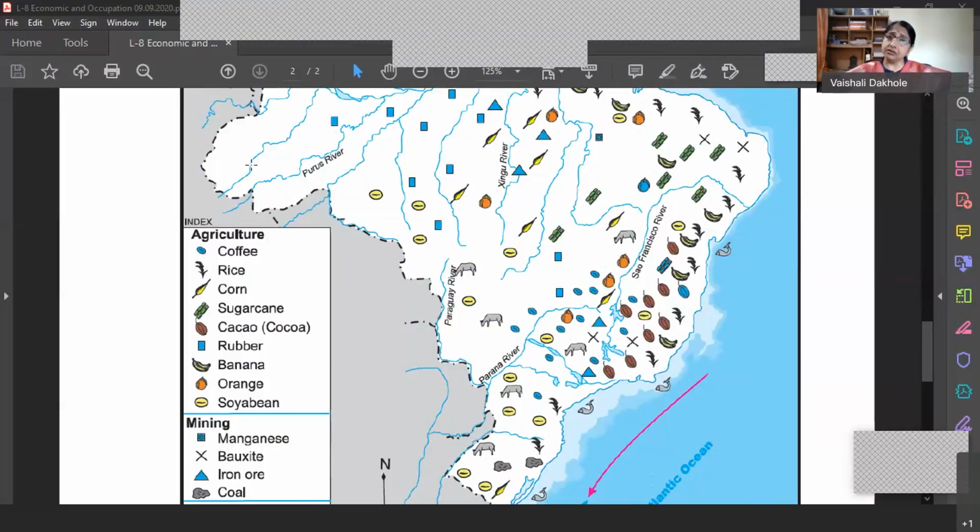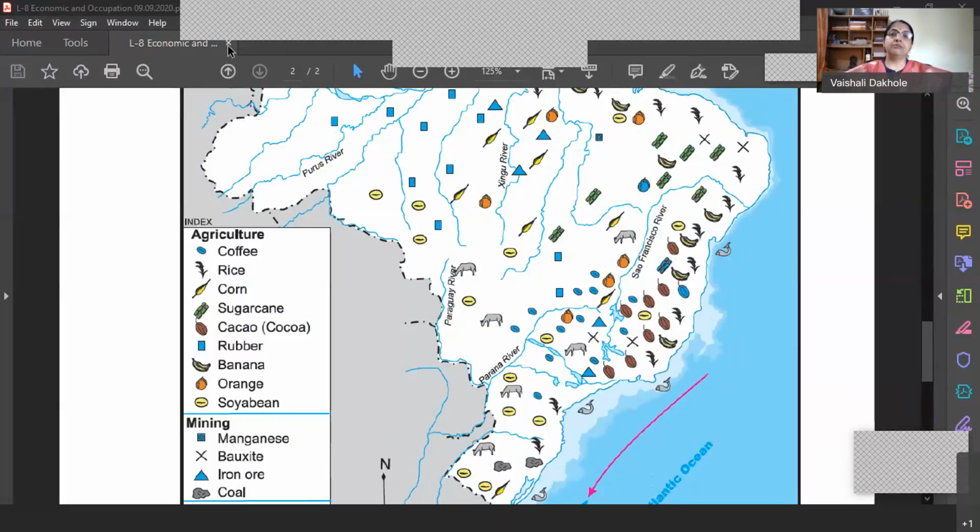So based on the availability of the minerals and the raw material from agriculture, agro-based industries and metallic industries are concentrated on the eastern part of Brazil. Also, the climatic conditions are suitable there, mild climatic conditions. Also, we have the plain region, and ample water resources are available on the eastern coast of Brazil. So, in the southern and eastern part of Brazil, most of the industries are concentrated.